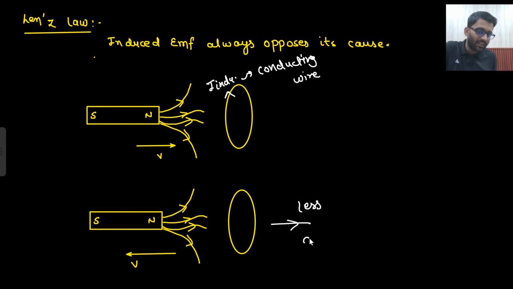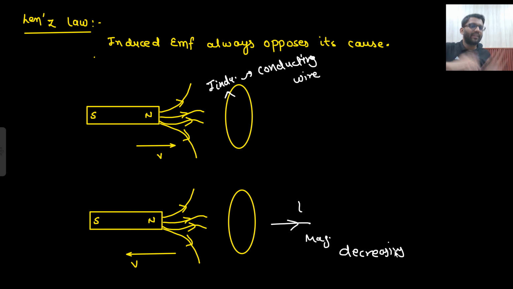So in this direction, the magnetic field is decreasing. Now what is the job of the current? The induced current will have the job that in this direction you should increase the magnetic field. Again I am repeating, in this direction the magnetic field is decreasing. So what will be the job of the induced current? The job of the induced current is to increase the magnetic field in this direction.